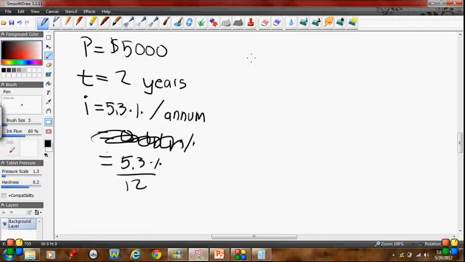And we have our formula, which is A is equal to the principal multiplied by (1 plus the interest rate) to the power of n. So the principal we have here is $5,000.